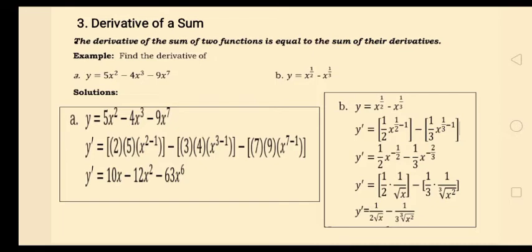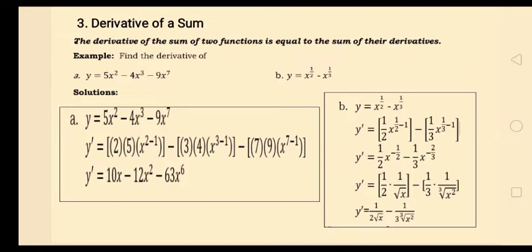So y is equal to x raised to 1/2 minus x raised to 1/3. So in letter B, just like in the power rule, we will multiply 1/2 by x, so that is 1/2 x, and then subtract 1 from 1/2. And with the next term, that is 1/3 x raised to 1/3 minus 1. So y prime is equal to 1/2 x raised to negative 1/2 minus 1/3 x raised to negative 2/3.